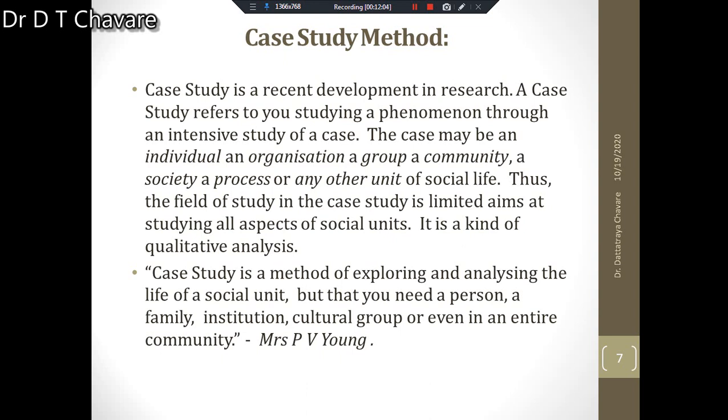What is it? A method of exploring and analyzing the life of a social unit, but for that you need a person, a family, institution, cultural group, or even an entire community. This definition is given by Mrs. P.V. Young. According to this definition, you can definitely understand what the case study method is.